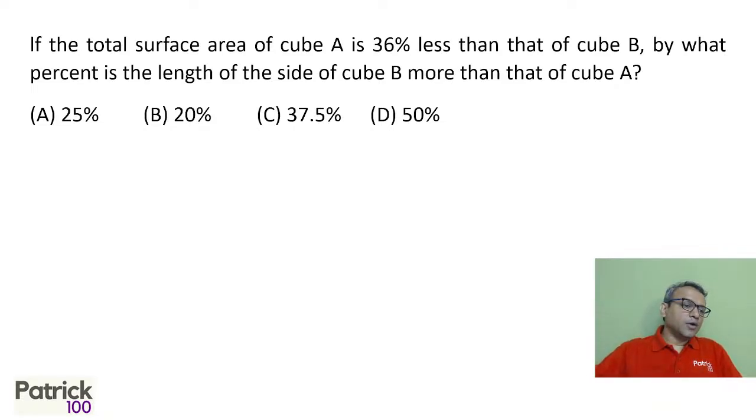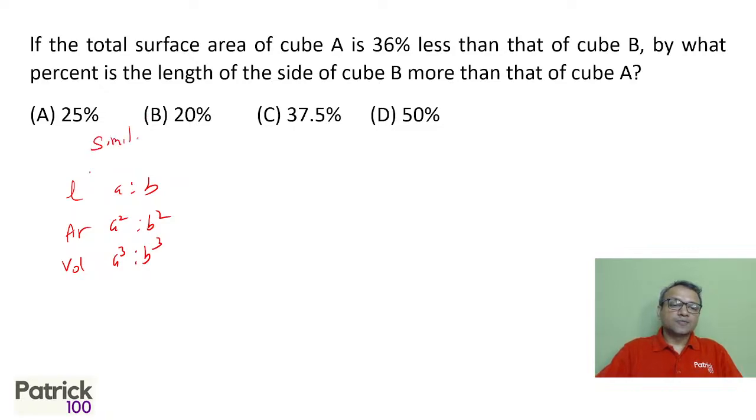Let me give you a hint. You can use that property which says that for similar figures, if the ratio of the length is a is to b, the ratio of the area becomes a square is to b square, and the ratio of volume becomes a cube is to b cube. Okay, similar figures. Obviously the two cubes are similar to each other.